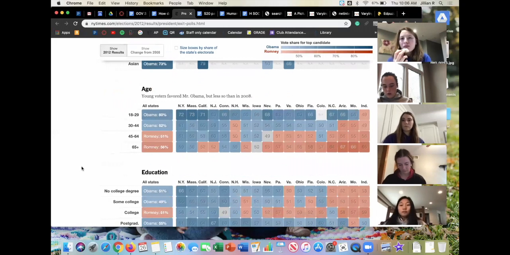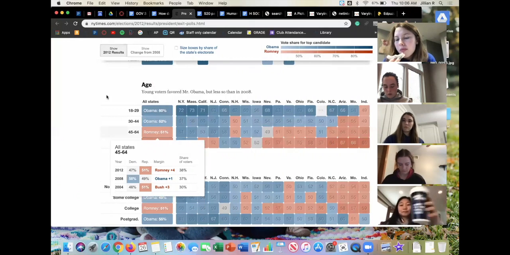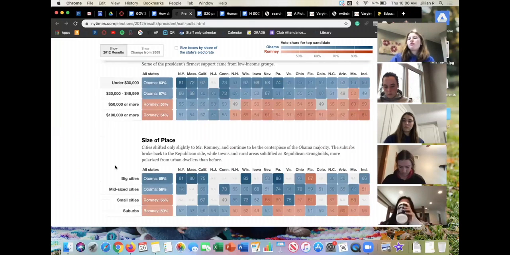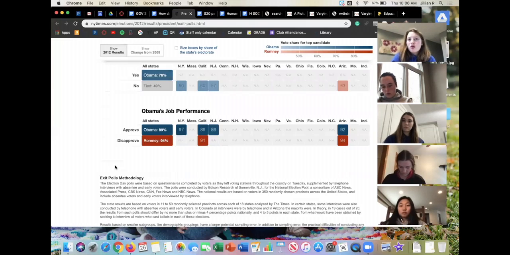So they do this at the local level too, but for our purposes, it's really nice to just see it from the national level. You can see here, for example, for age, this was 2012. You can see that young voters favored Barack Obama in this election. 60% of people 18 to 29 voted for Obama, but older people, 65 plus, voted more likely for Romney. So you can go through all these demographic characteristics, where they live, what their ideology is, all this sort of stuff.